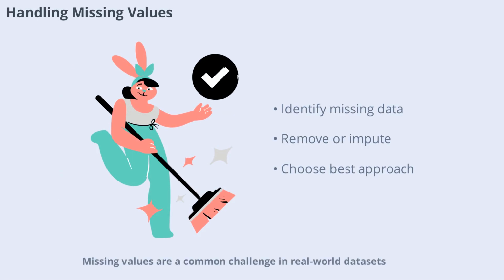Missing values are a common challenge in real-world datasets. EDA involves identifying where data is missing and deciding how to handle it. Options include removing rows, imputing values, or using algorithms that can handle missing data. The approach you choose depends on the amount and importance of the missing information. Addressing missing values early ensures your analysis remains accurate and reliable.